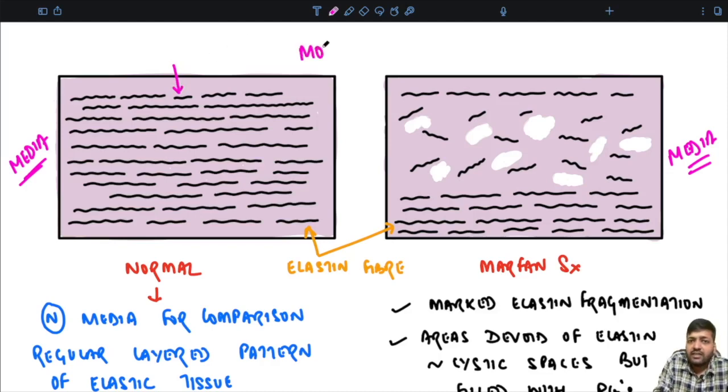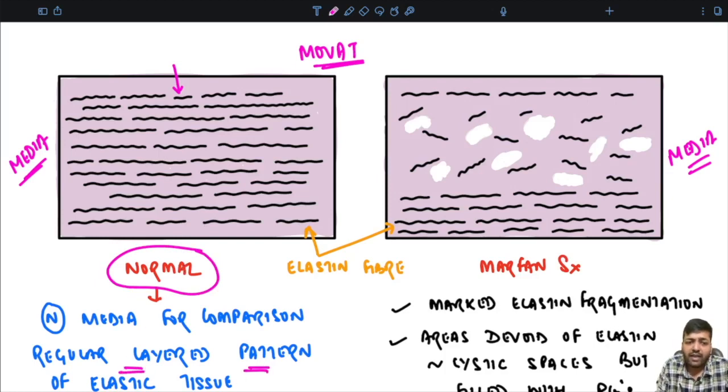Usually there is one stain called the Movat stain, which highlights the elastic fibers, and the elastic fibers show up black in this staining. Normally, if you look at the tunica media of the vessel wall, they show a regular layered pattern of elastic tissue, as you can see. You can see how they are regularly arranged on top of each other. This is the normal arrangement of the elastic fibers in the tunica media.